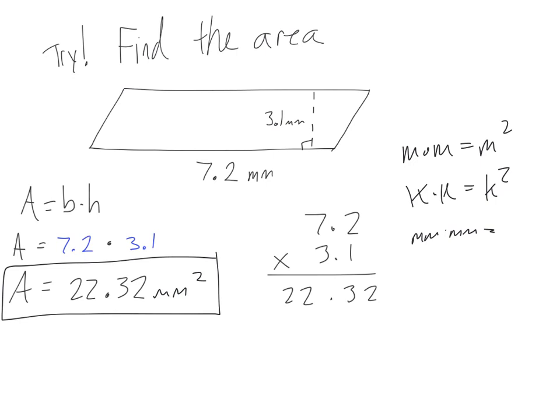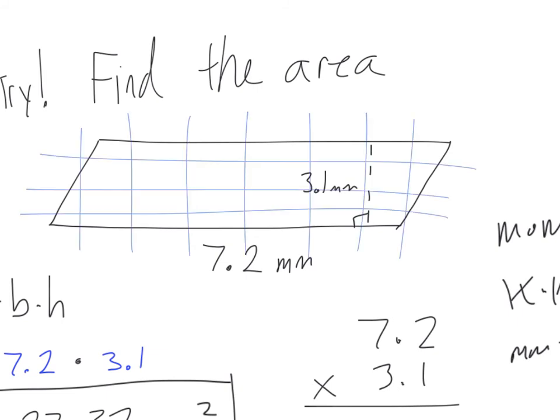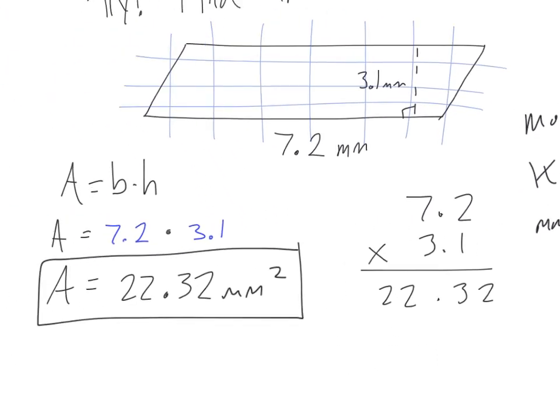We also remember that area is all about a flat object taking up space in square units, right? So we could impose a grid over this parallelogram like this. This is really sketchy and it's probably not going to work out perfectly, but it means that if we counted all these boxes, that would be how many squares? There'd be 22 and 32 hundredths of a square counted up in there. So again, area, square units.